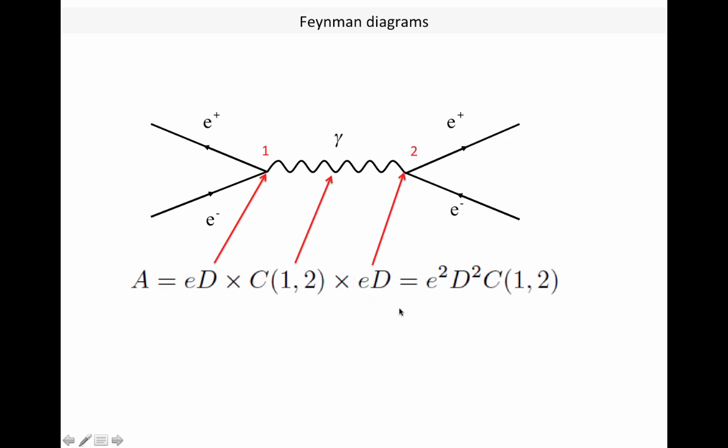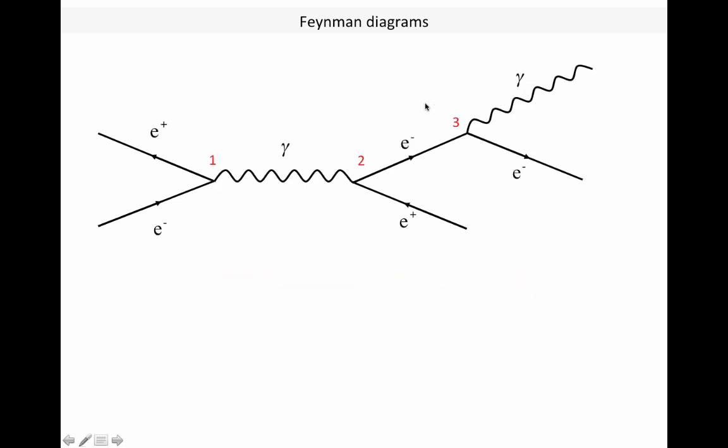So multiplying all this together, the probability for this whole process to happen is simply E squared times D squared times C12. Again, the equations that these represent, you can get from the full quantum field theory. But this allows you to directly calculate the probability of this process.